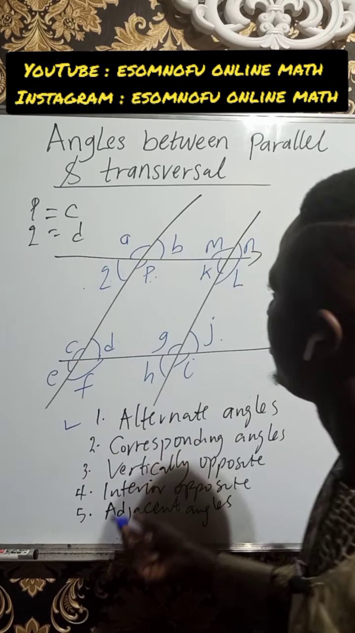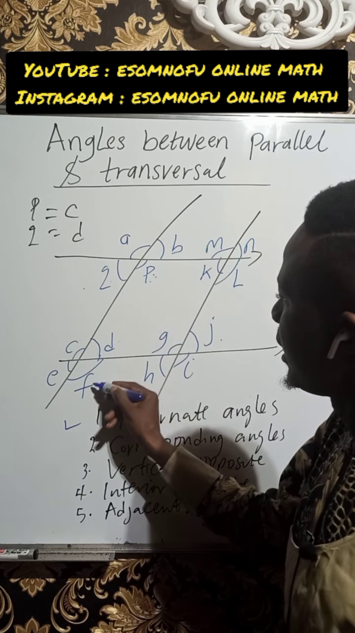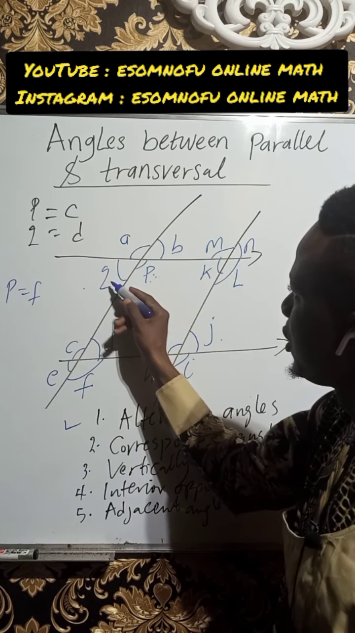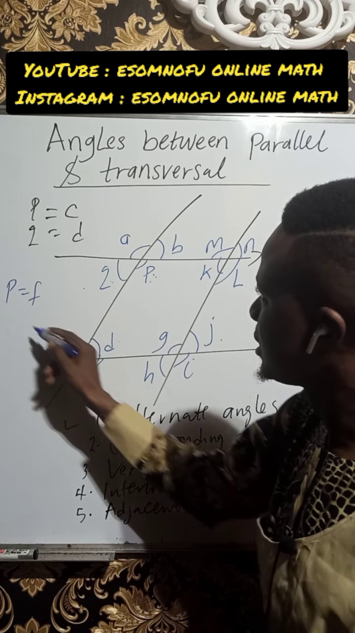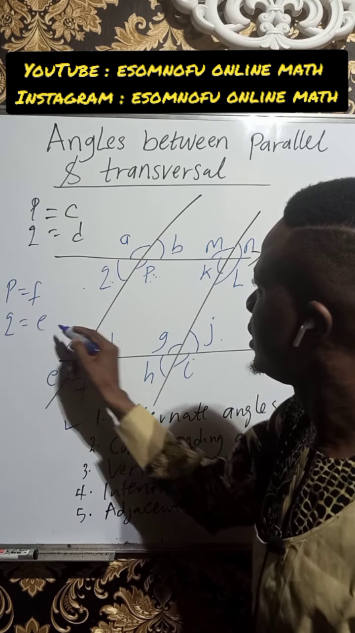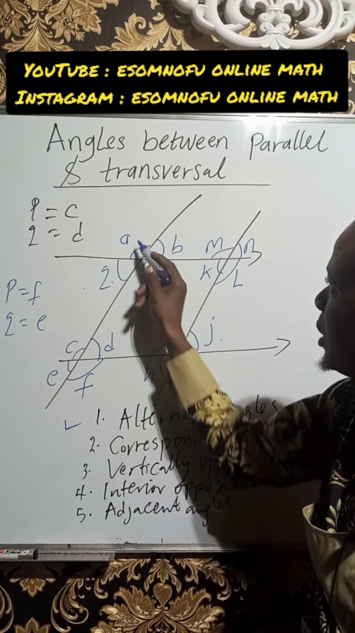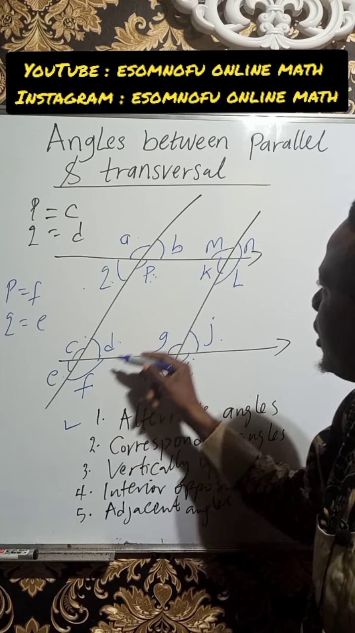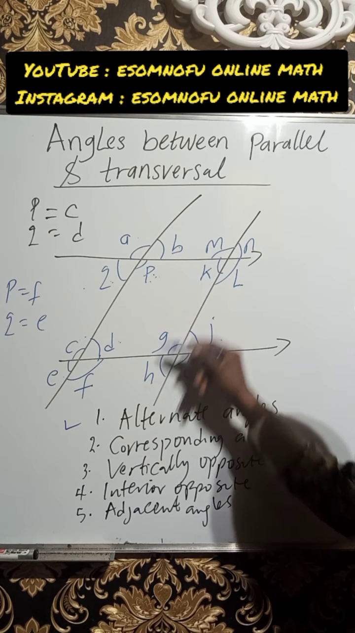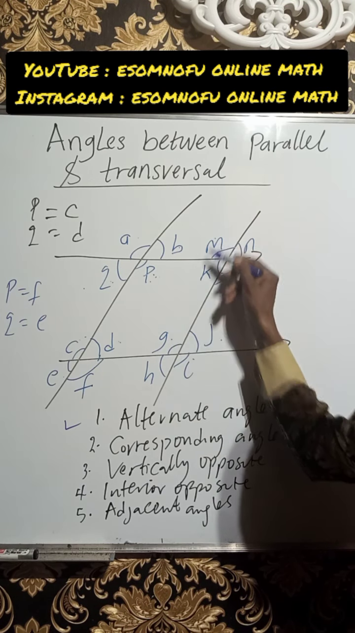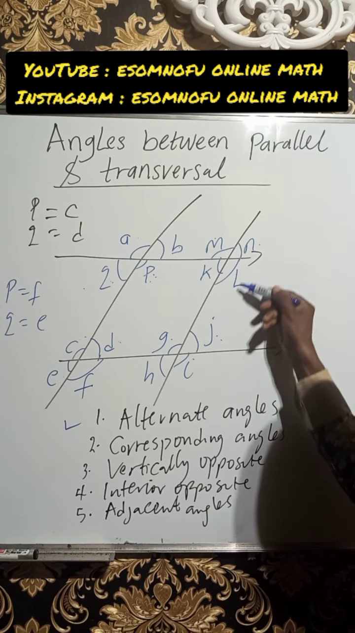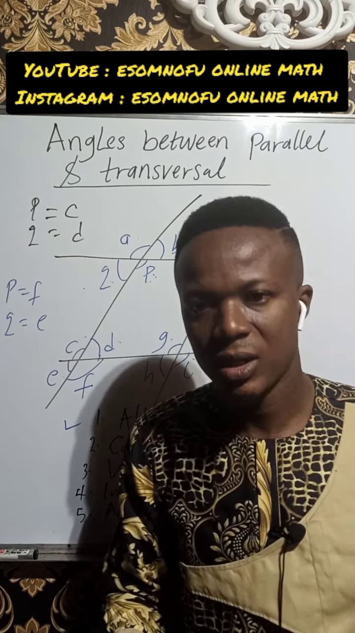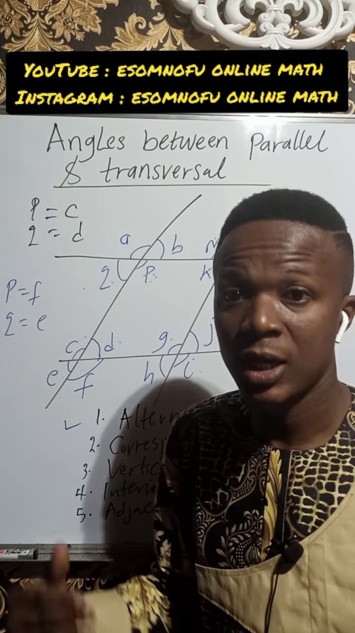So now take a look here. You can see that P is inside while F is outside. So we say that P is equal to F. They are corresponding. Q is outside while E is inside. So Q is equal to E. They are corresponding. The same thing goes for A and C, B and D, even K and H: inside, outside, inside, outside. So these are corresponding angles, and corresponding angles, just like alternate angles, are equal to each other.